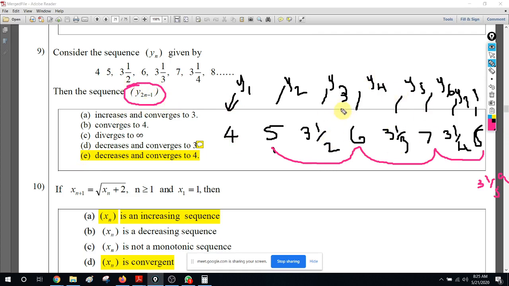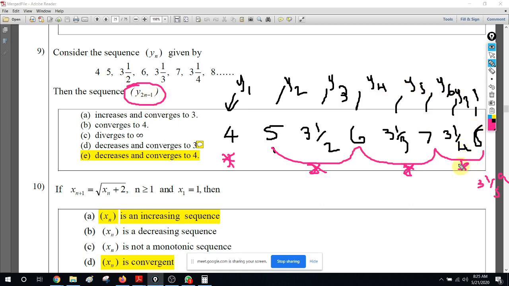So let's look at the y2n minus 1 sequence. So how to find y2n minus 1? You have to put n equal 1, 2, 3 for this one now, because this is yn, right? What happens when n equal 1? When n equal 1, 1 into 2 is 2, 2 minus 1 is 1. So the first term is this one. Then n equal 2, and when n equal 2, 2 into 2 is 4, 4 minus 1 is 3. So now the second term is this one. What is the third term? n equal 3. 3 into 2 is 6, 6 minus 1 is 5, y5 is this one, right? Then n equal 4, 4 into 2 is 8, 8 minus 1 is 7, and that is this one.